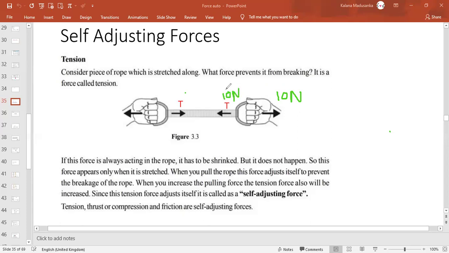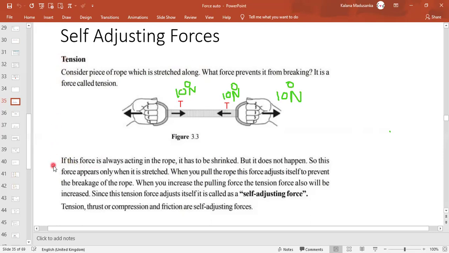Now, according to this tension on the right side, the left side tension is also increased to 10 newtons, right? So if this becomes 100, this also becomes 100, and the tension here also becomes 100. So it is self-adjusting, right? Can you find out any other type of force which comes under the self-adjusting force category? We'll talk about that. There are several of them actually.